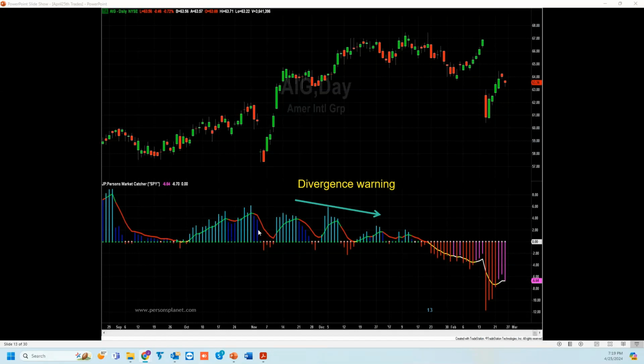Whatever program you have, if you have Thinkorswim, it's going to show this. If you have TradeStation, it's going to show this. If you have WealthCharts, it's going to show this. Trade Navigator does not have the PMC installed on it. So just those three platforms have the PMC indicator.